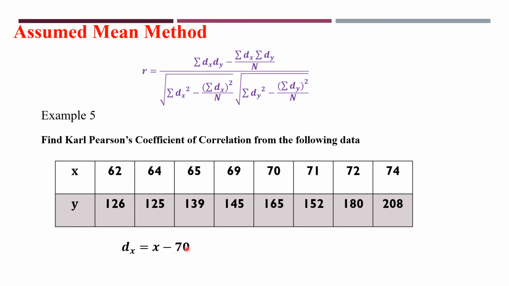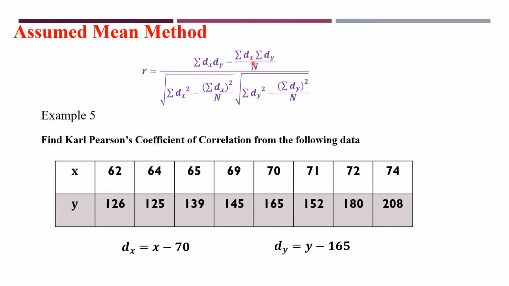In the previous method, we were calculating the actual mean and then subtracting that actual mean from x. But in this assumed mean method, we are assuming the mean to be 70 and then subtracting 70 from x, denoting dx as x minus 70. Similarly, corresponding to the 70, we have 165 as y. So dy is equal to y minus 165.